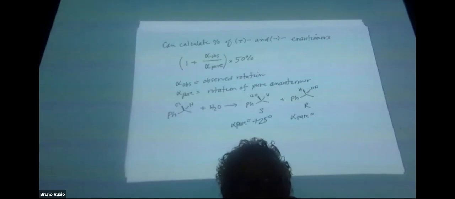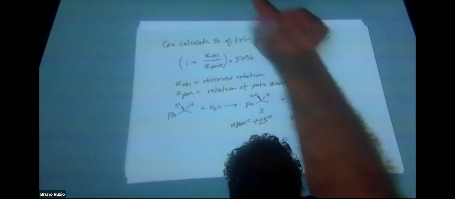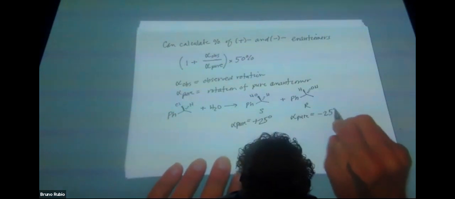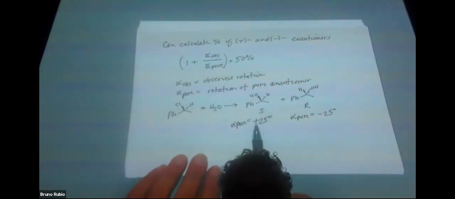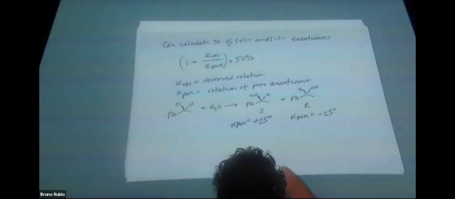Oh, it's going to be minus 25 degrees, right? Because enantiomers rotate the plane of polarized light by the same angle, but in opposite directions. So this is going to be minus 25 degrees. And notice again, just to repeat, because this is a constant source of confusion, plus does not mean S and minus does not mean S. There is no correlation between R and S and the sign or the direction of the rotation.